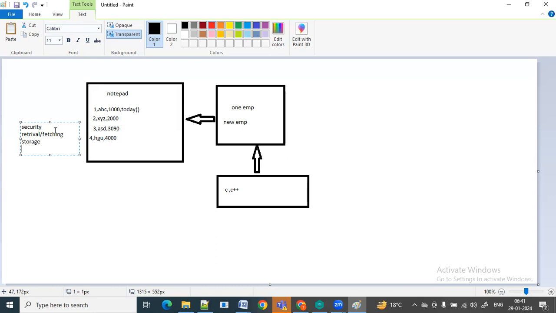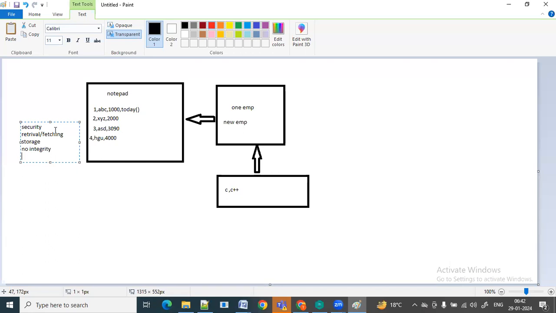In technical terms, we call that thing integrity. No integrity. Integrity means honesty of data. We are not having honesty of the data, because if we store the data in the notepad, that is what no integrity means.